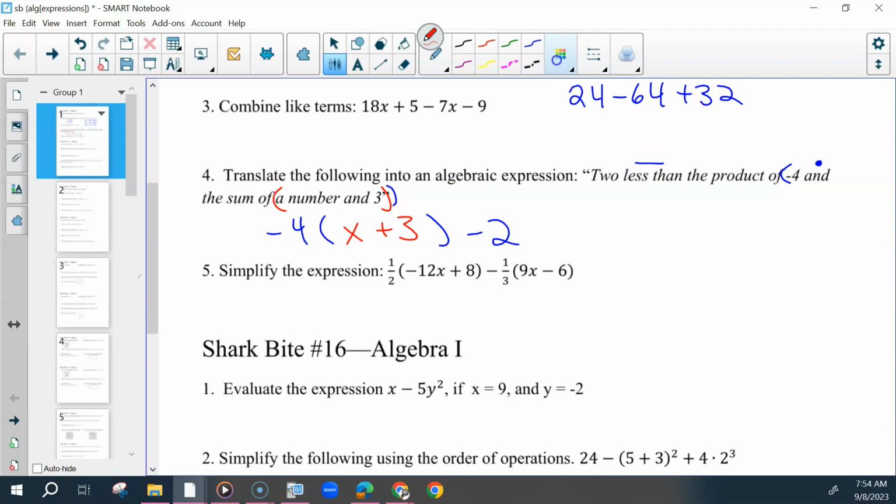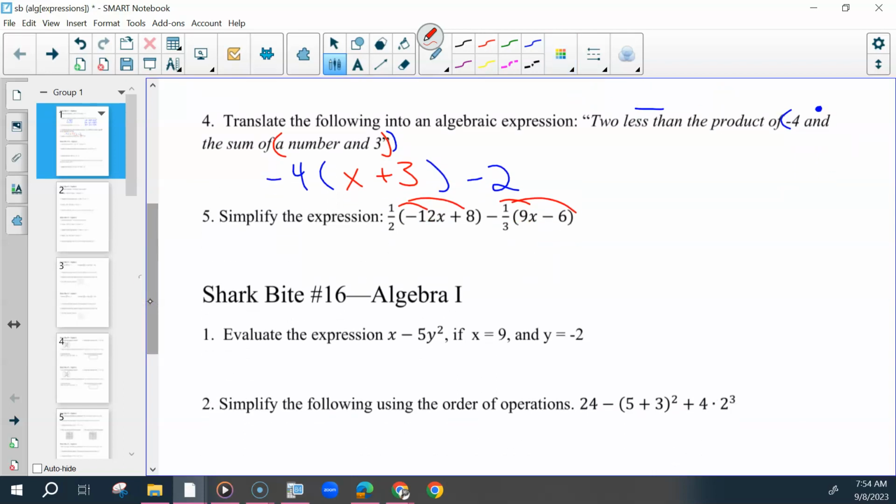And then number 5, we need to simplify. So distribute. Don't let the fractions confuse you. That should be similar to something you saw on the quiz. Multiply 1/2 and negative 12, or divide negative 12 by 2. And then same thing here. And same thing on this one. Be careful with your negatives. And then combine like terms.